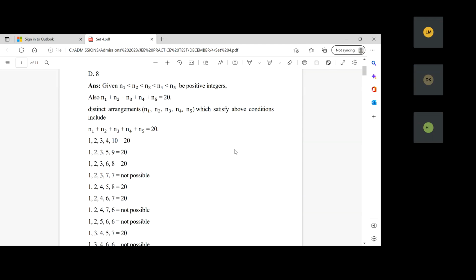So what is given is N1 is less than N2, less than N3, less than N4, less than N5, being positive integers. And their sum, N1 plus N2 plus N3 plus N4 plus N5, is equal to 20. I need to find out the distinct arrangements of N1, N2, N3, N4, and N5 which satisfy the above two conditions or criteria.